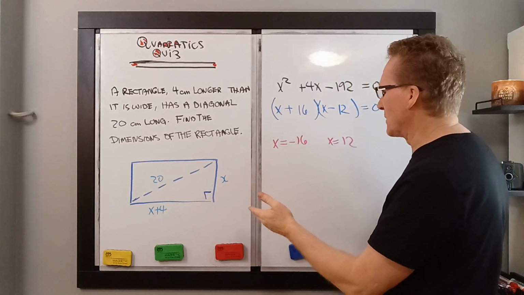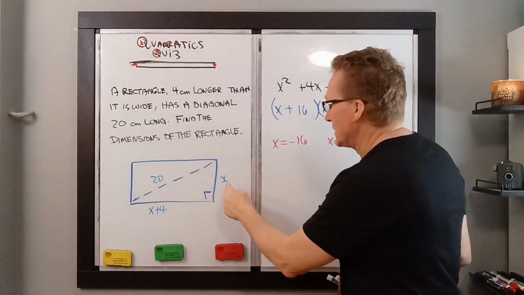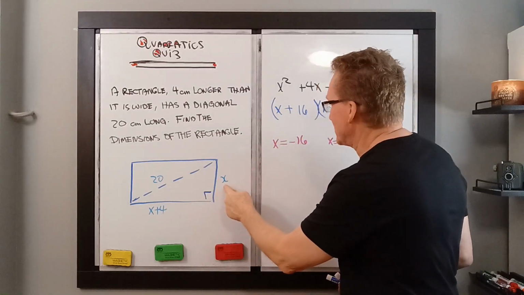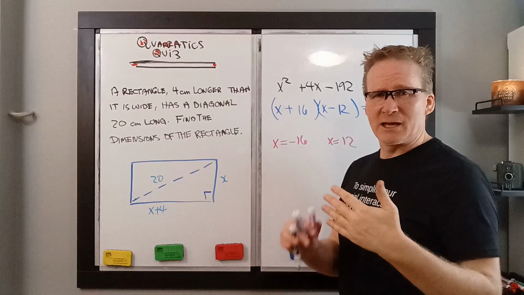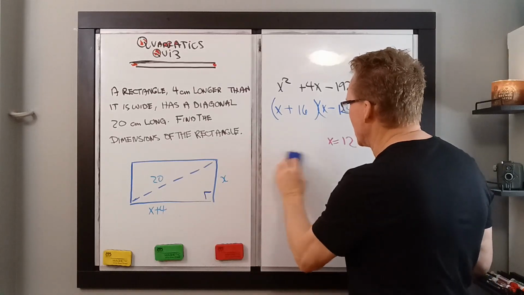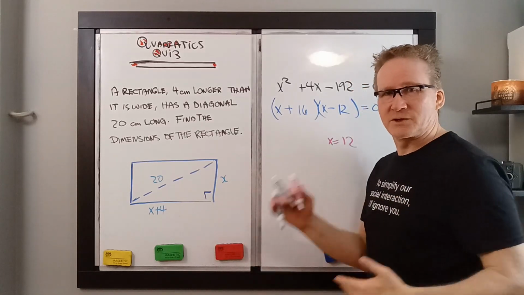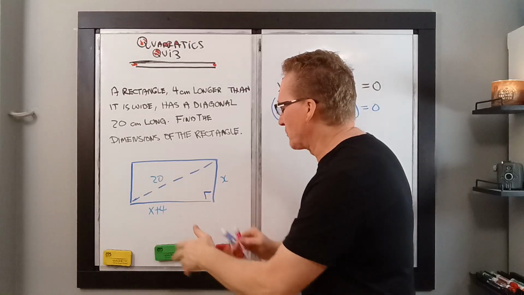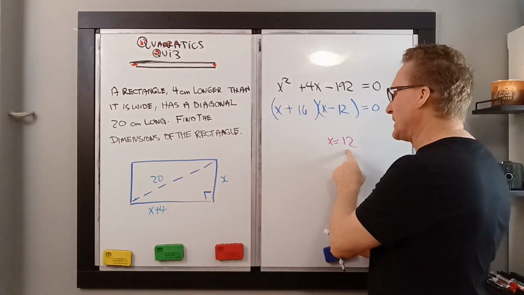Let's go back to our original problem. Remember what x represented. It represented, first of all, the length of this side. We know the length of a side can't be negative, so we're just going to chuck this out. It's going to happen to you in mathematics. You're going to come up with answers that don't match the physical parameters. You throw that out. So we're only left with this.